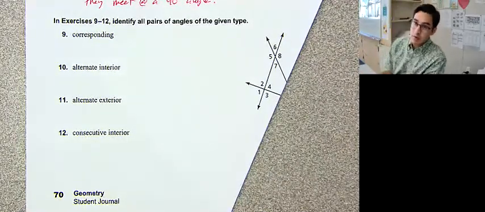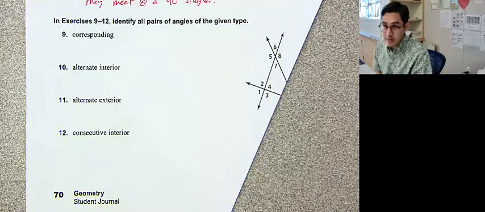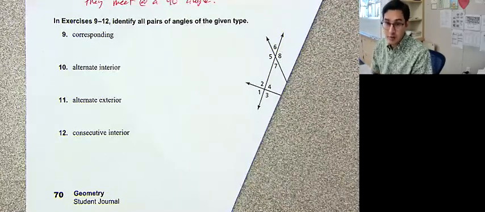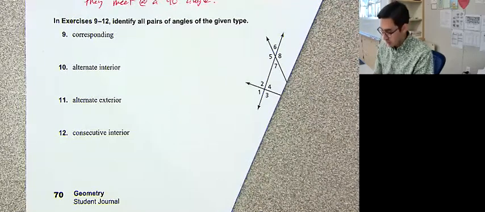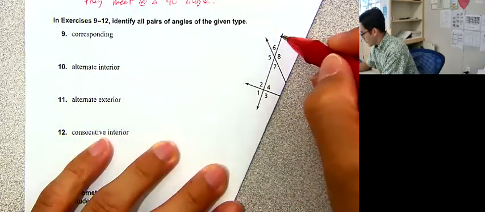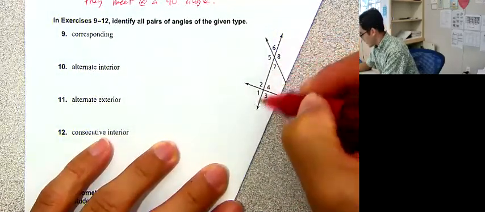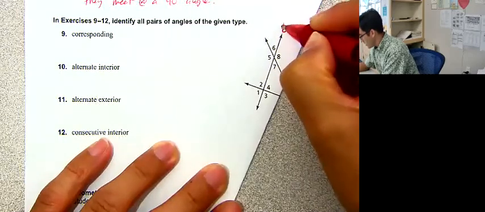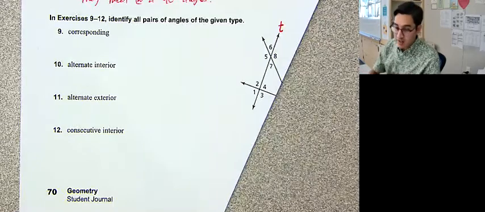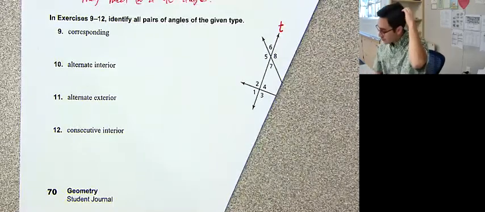Okay, so first I want to identify my transversal. The transversal is the line. So there's 3 lines, right? The transversal is the line that intersects the other 2. So my transversal is this line right here. I'm going to put a T next to it, just identifying it as the transversal.